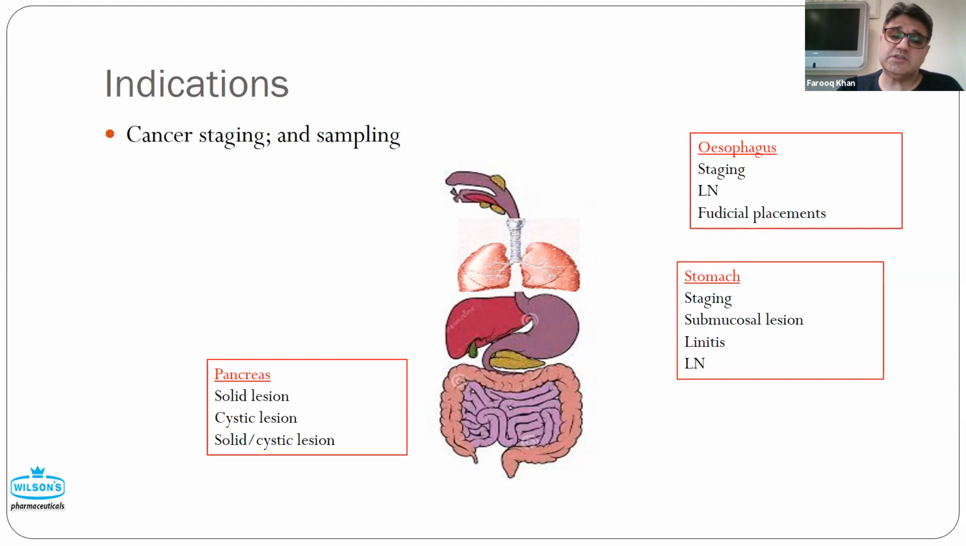Pancreas is by and large the bread and butter, to be honest, and you see a lot of FNA or FNB work being done in the pancreas, whether it's a solid, a cystic, or a solid cystic lesion.